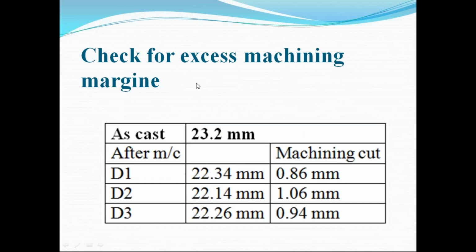Check for excess machining margin. So cast dimension, this is 23.2 millimeter, and thereafter, machining is required with respect to the product prepared by 3 dies. The machining required is 0.86 millimeter for D1. For D2 this is 1.06. For D3 this is 0.94 millimeter. So the final dimensions are 22.34, 22.14 and 22.26 millimeter.